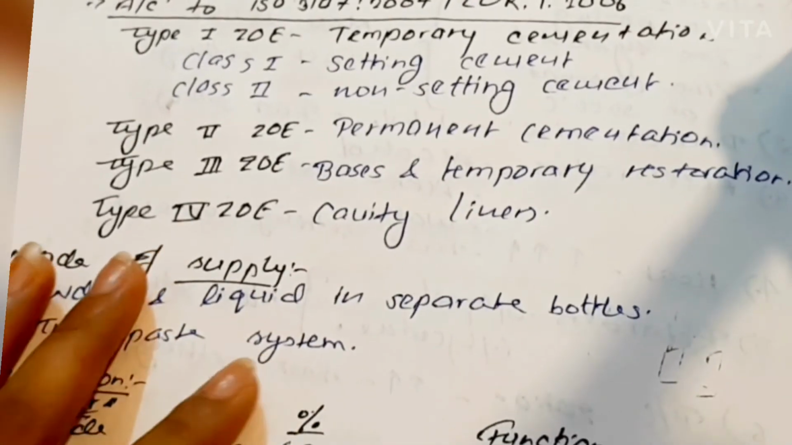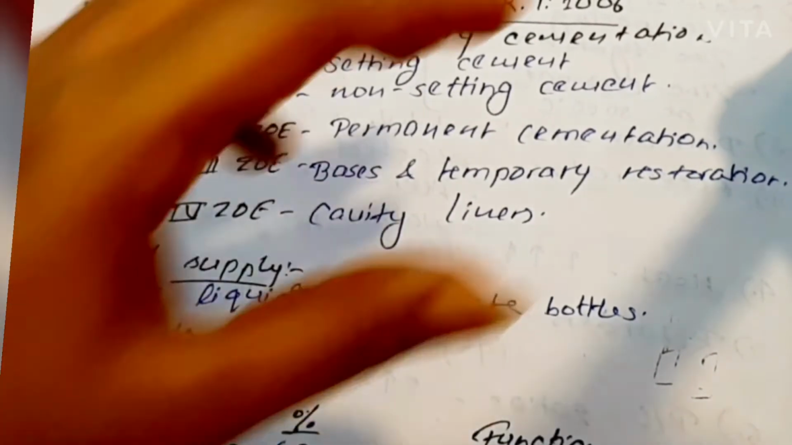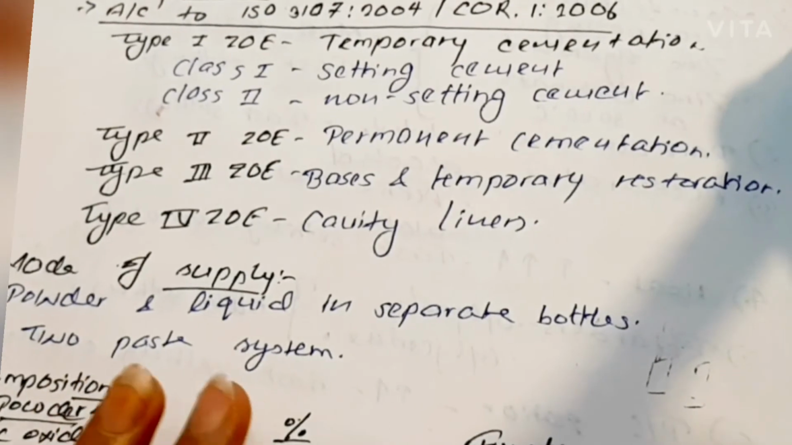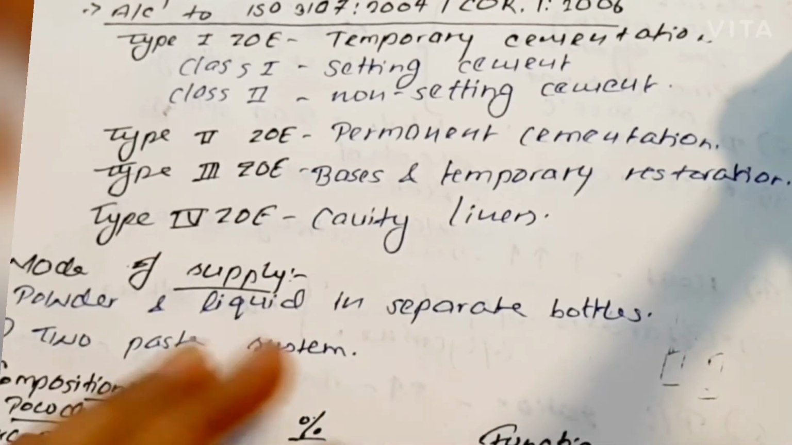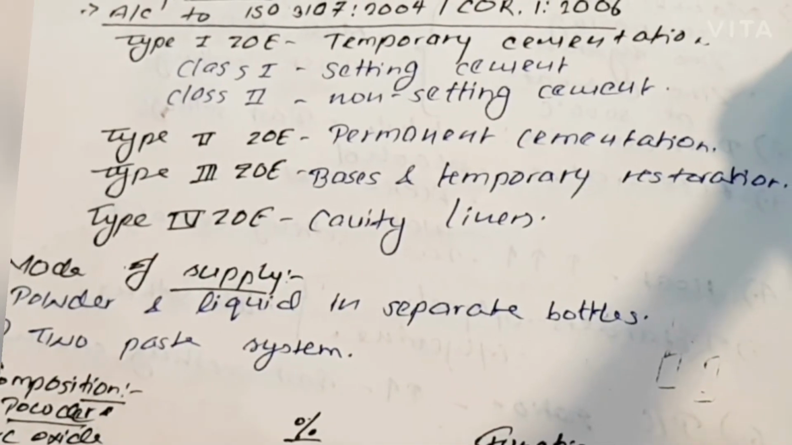Now mode of supply. There are 2 modes of supply. The first one is powder and liquid in separate bottles, meaning there are 2 bottles, one for powder and one for liquid, and the second is the 2 paste system.